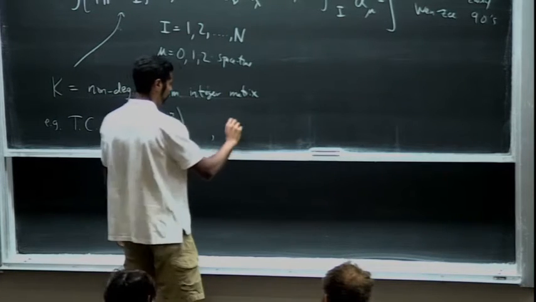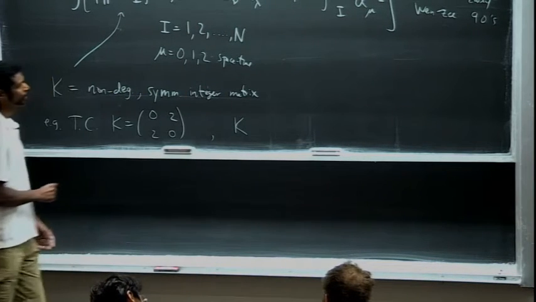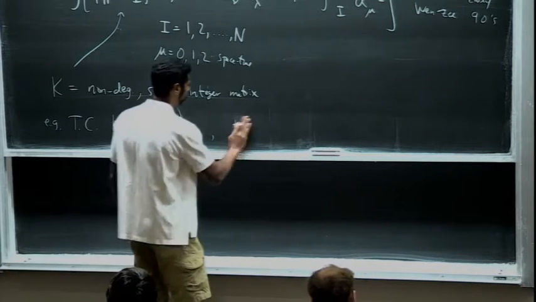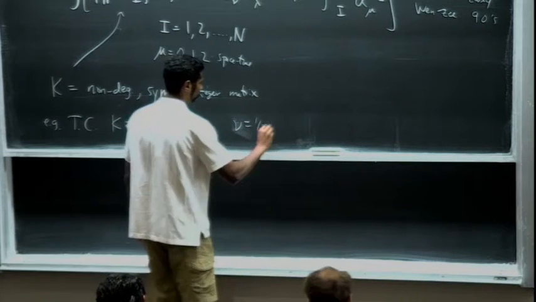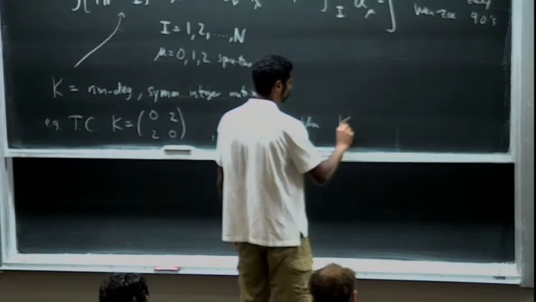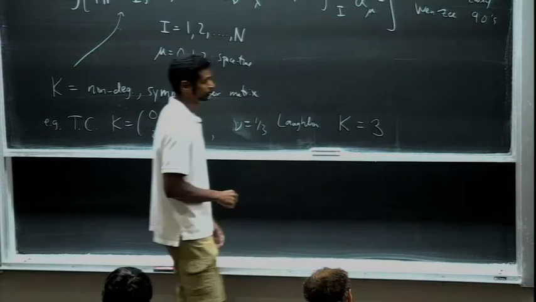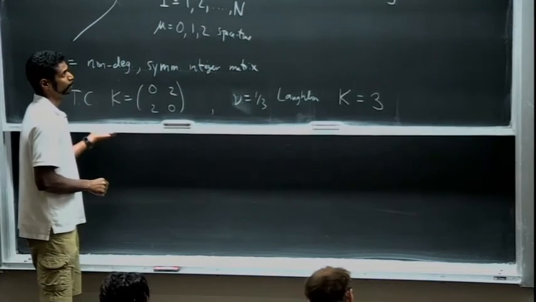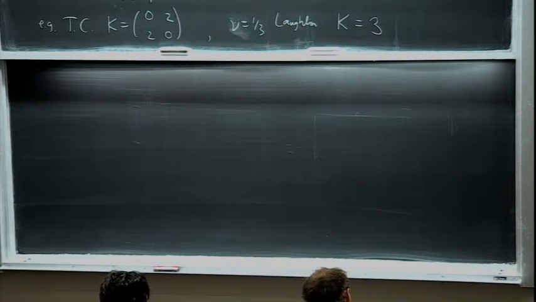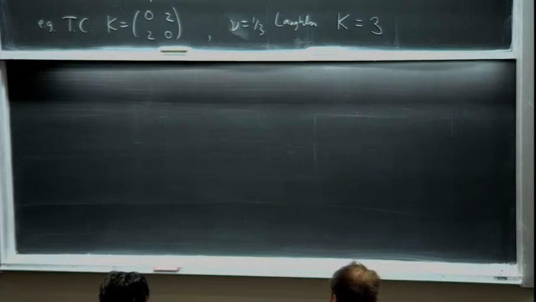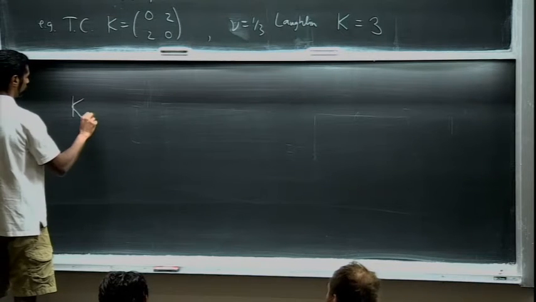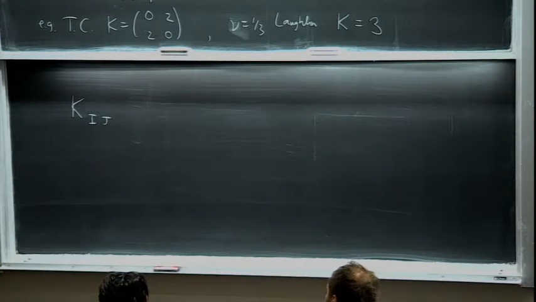Another example, which I may have mentioned on Tuesday, is if we consider just, let's say, the Laughlin state at nu equals 1/3, okay, then it's a 1 by 1 matrix, which is just the number 3. But I want to now consider such theories more generally. In order to do that, it's convenient to rewrite this matrix K in a slightly different form. So let's first consider its eigenvectors.